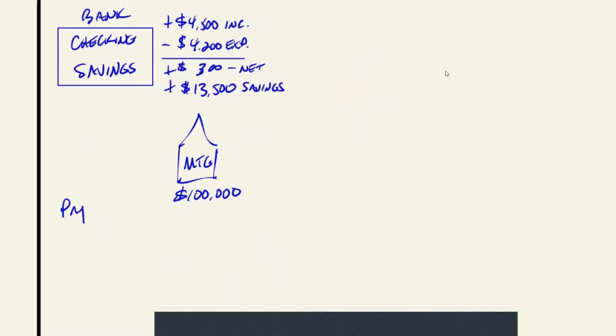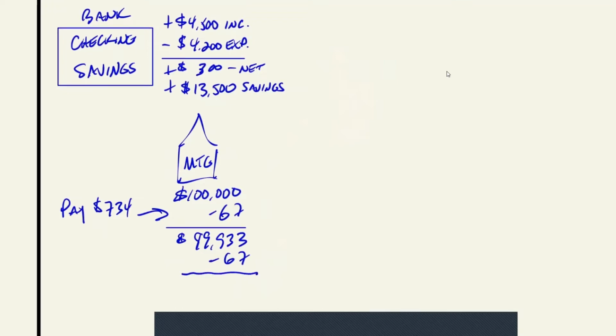As we said, on the 30-year fixed for $100,000, you're going to pay $734 every month. And of that $734, $67 is going to reduce your principal. The rest of it is going to interest. So at the end of the first month, your principal balance is down to $99,933. And the next month, you're going to pay $734 again, and it's going to reduce it by another $67. And the next month, you're going to pay another $734 again, and it's going to reduce it by about $68.